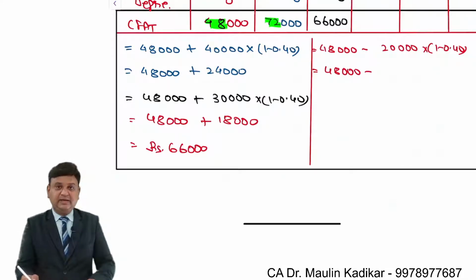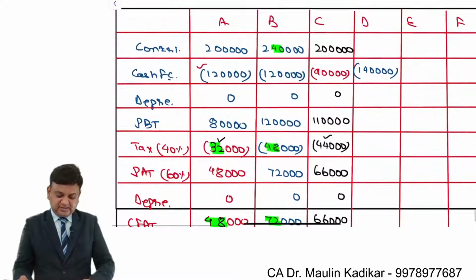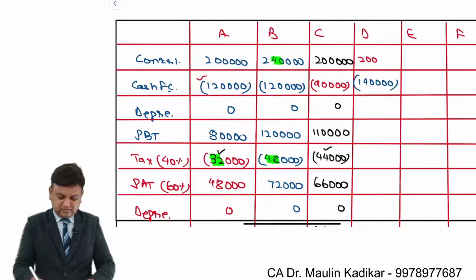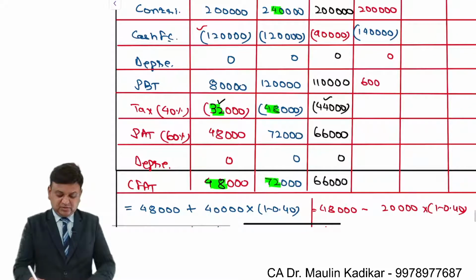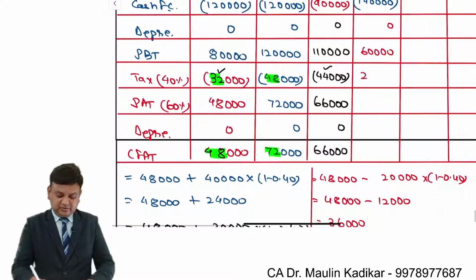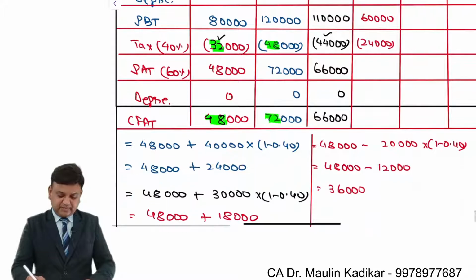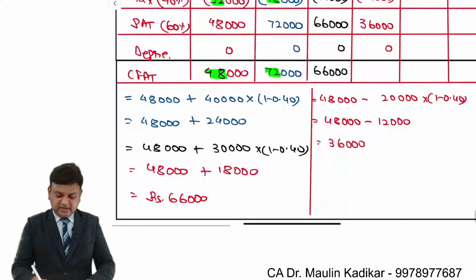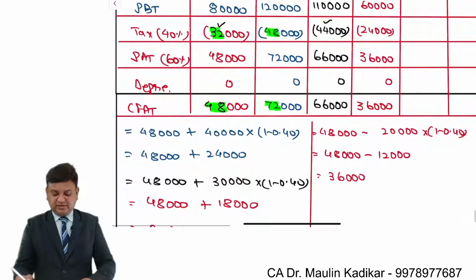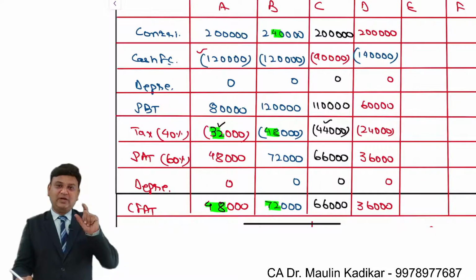So 48,000 minus 12,000 comes to 36,000. Let us check the answer. This is 2 lakh once again. This is 0. This is 60,000. It is 24,000. This is again 36,000. This is 0, and ultimately we get the answer of exactly 36,000. This is the way we have to understand the logic of the change in the income or expenses and change in the cash flow.